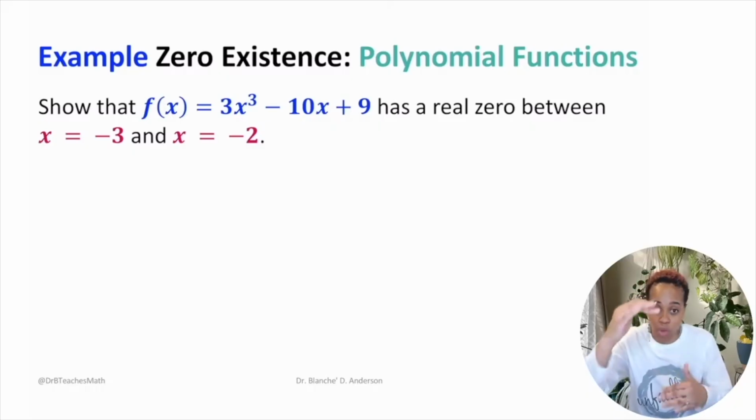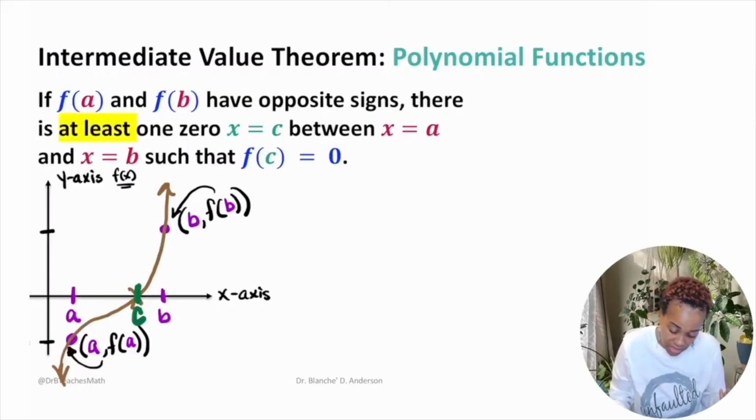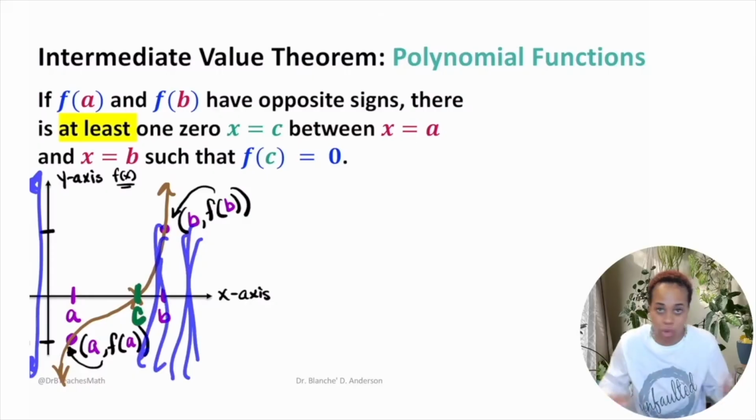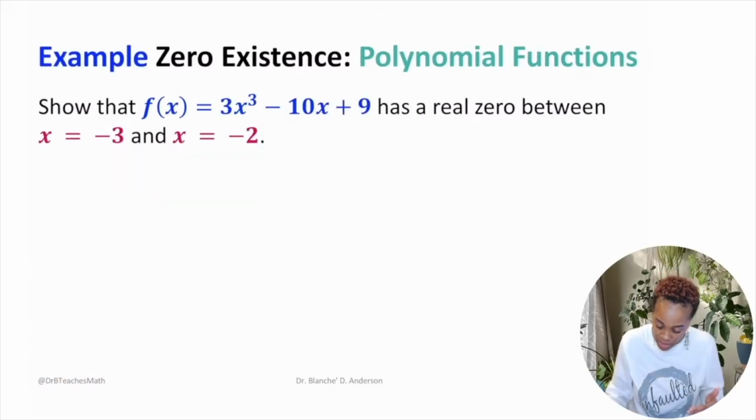If the sign of the y changes, that means we have crossed the x-axis somewhere. Going back to this, if you go from a negative y to a positive y, you have to cross the x-axis to get there. That's all we're saying. And if the sign changes on the y, that means you've crossed the x-axis.